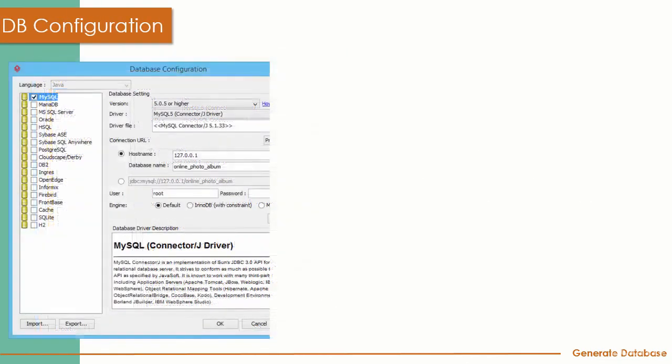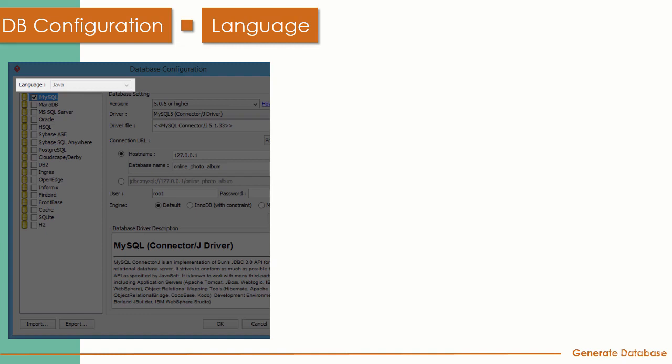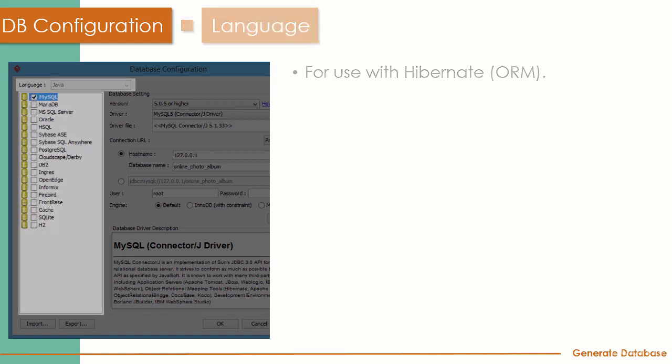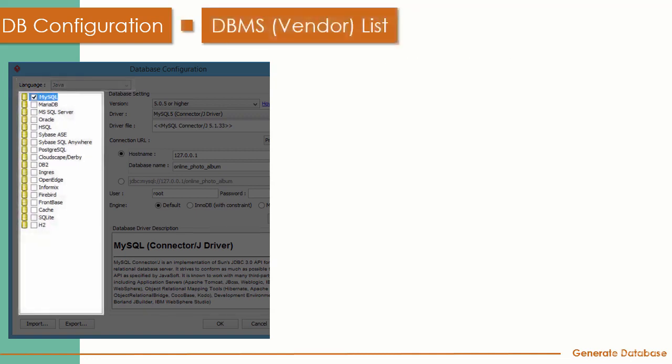Database configuration. We'll move on to talk about how to configure the database. The first thing you see in the database configuration is a language. Again, it is exclusive for when you generate Hibernate. If you're not going to generate the code, and you just generate the database in Visual Paradigm, just leave it as Java. And then you see a list of database vendors on the left hand side. You see it is a checkbox rather than an option. That means you can select more than one database if you want.